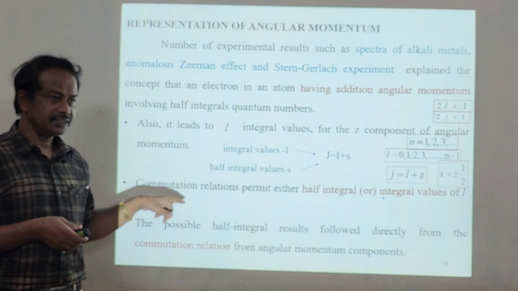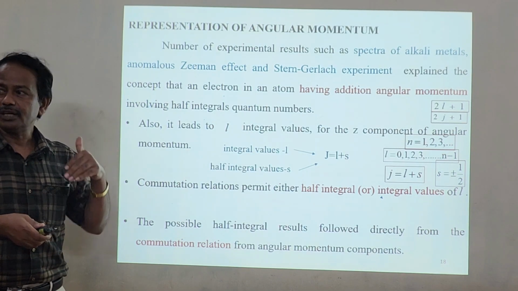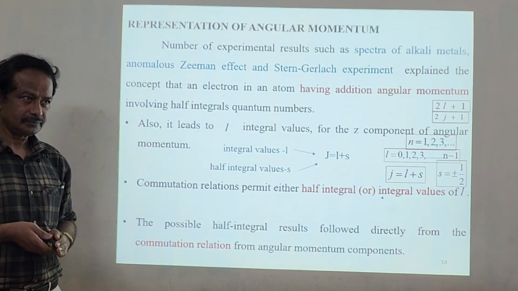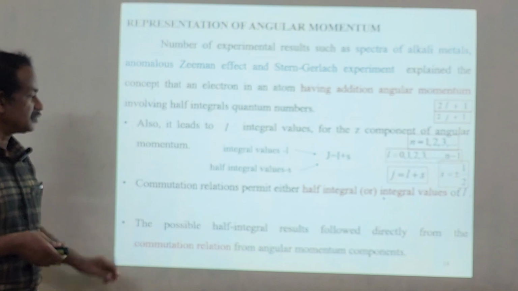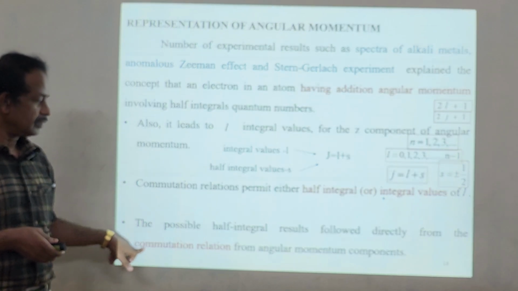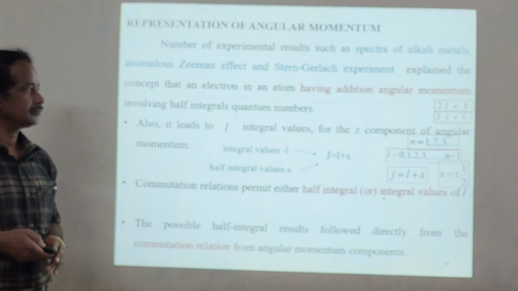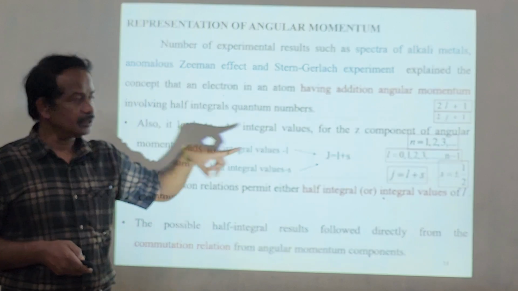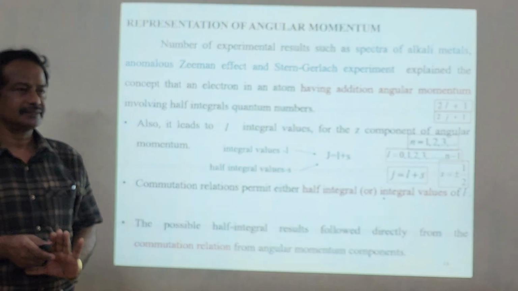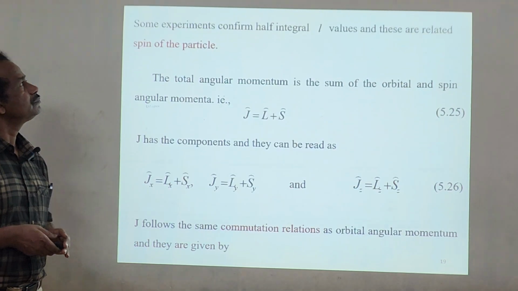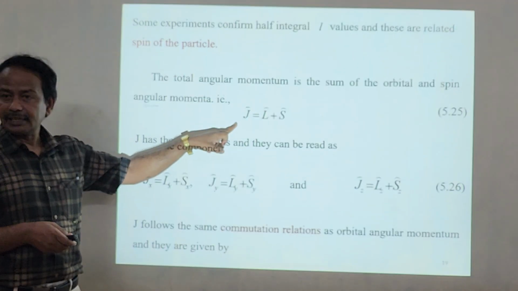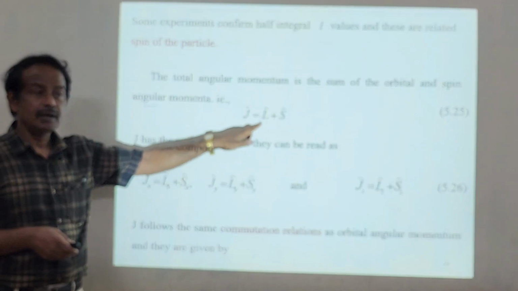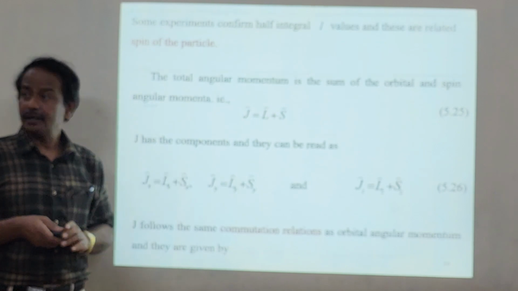So we are going to have the commutation relations for J. Whatever commutation relations we studied for L will be applicable for J also. The possible half integral results follow directly from the commutation relations of the angular momentum components. As I said, 2L plus 1; now we are going to study 2J plus 1. J stands for L plus S. So capital J equals capital L plus capital S: total angular momentum, orbital angular momentum, spin angular momentum.